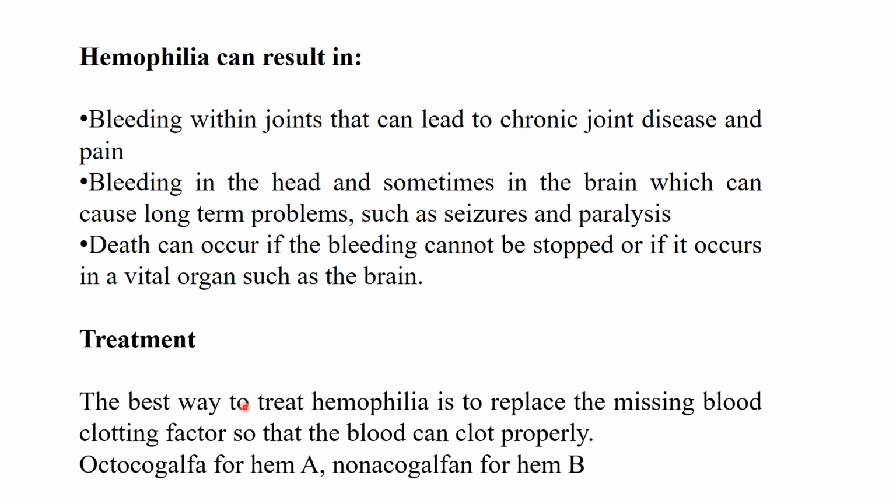The best way to treat the hemophilia is to replace the missing blood clotting factor so that the blood can clot properly. In genetic engineering and biotechnology, we have produced different types of clotting factors that can be used as a treatment for hemophilia. Octocog alfa for hemophilia A and nonacog alfa for hemophilia B. These are the choice of the treatment. These are the engineered versions of the clotting factors.